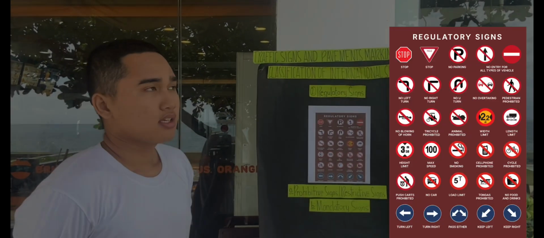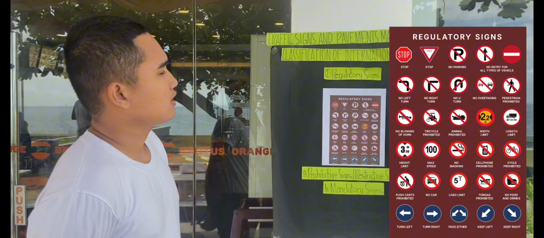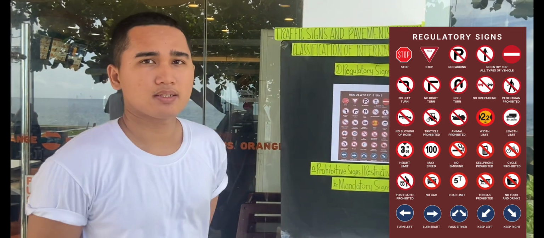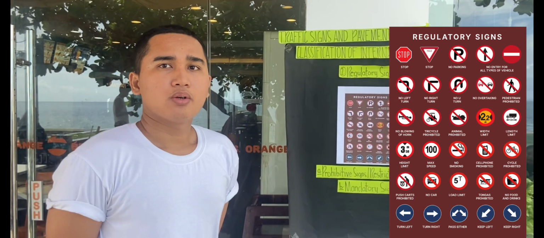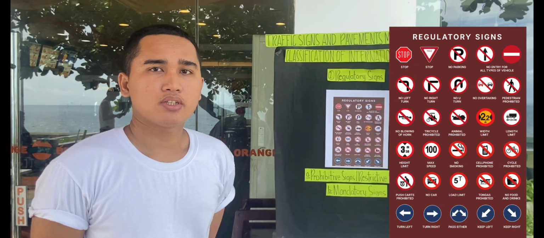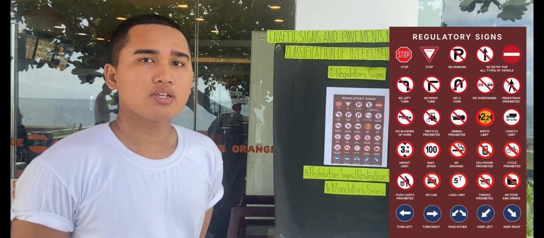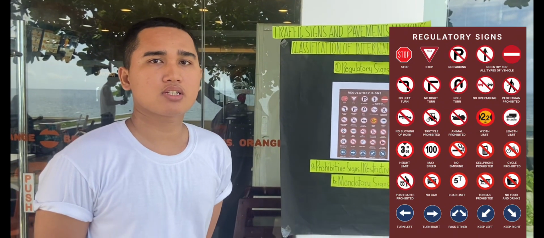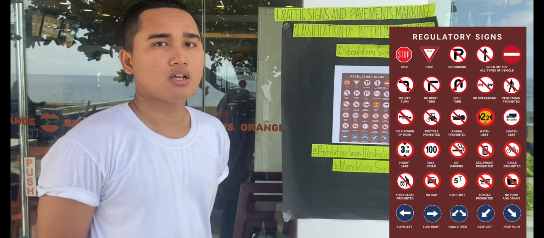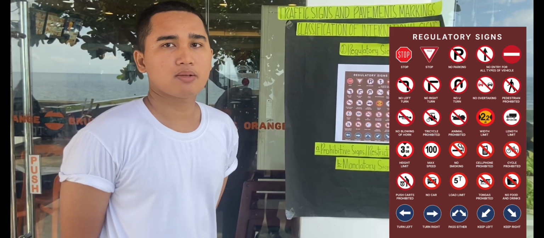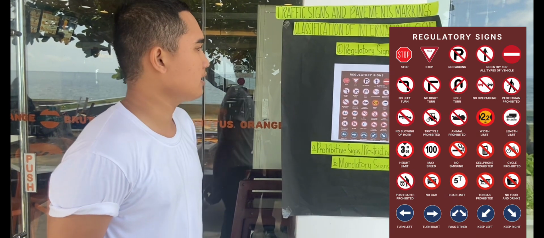Regulatory signs. Signs of legal restrictions. Intended to inform road users of certain laws, regulations, special obligations, instructions or prohibitions which they must comply with. They are all round in shape except stop and yield signs.